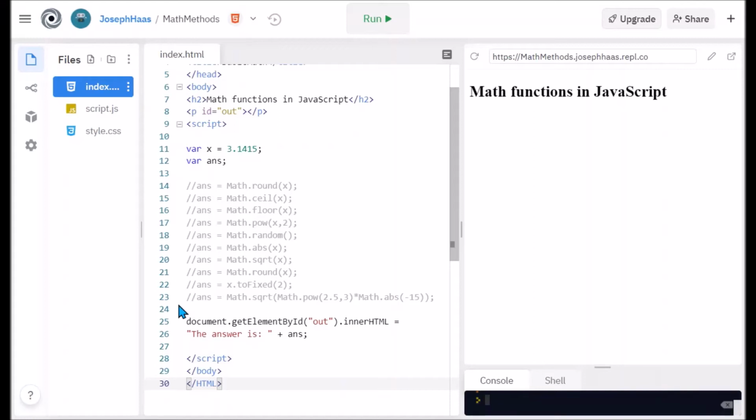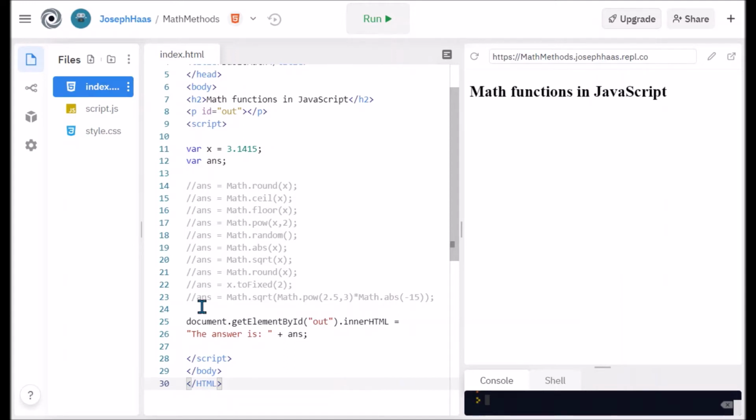In this video, we're going to take a quick look at math functions in JavaScript. So this is quite familiar to you. I have a variable called x, and I've defined it as 3.1415, and I have another variable called answer. Here I have a bunch of things commented out. Now a slash, maybe I haven't talked about this yet, but slash in JavaScript makes a comment. In other words, this is being ignored right now by JavaScript.